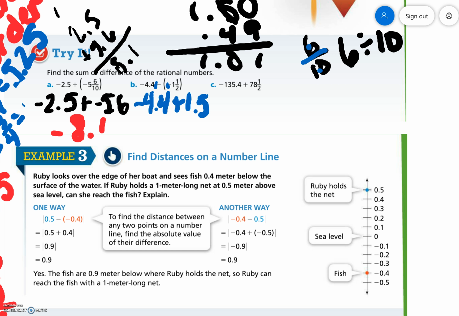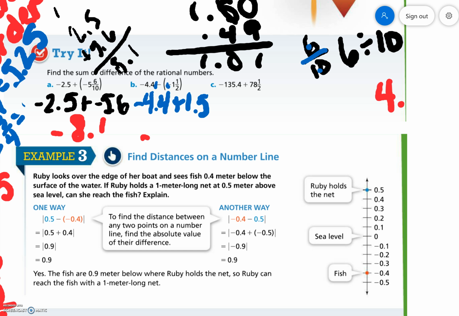Now, I know my two signs are different, so I look for the bigger number. Is 4.4 bigger or 1.5? 4.4. And is 4.4 positive or negative? Negative. So our answer is going to be negative. Now I need to find the difference between them.